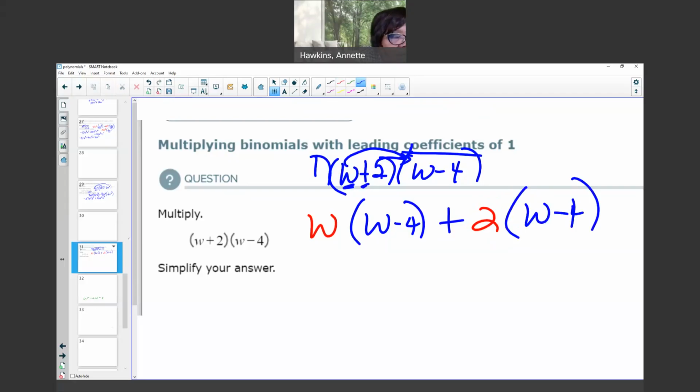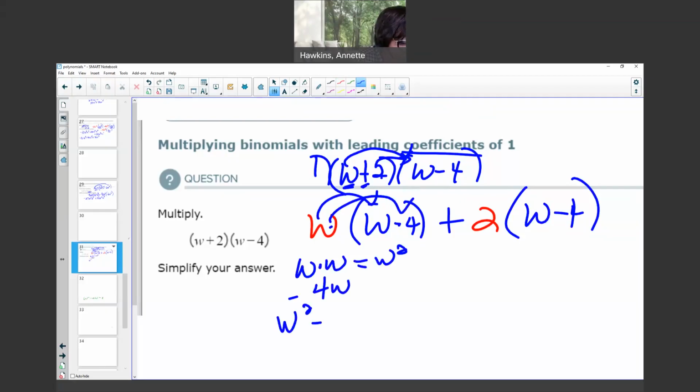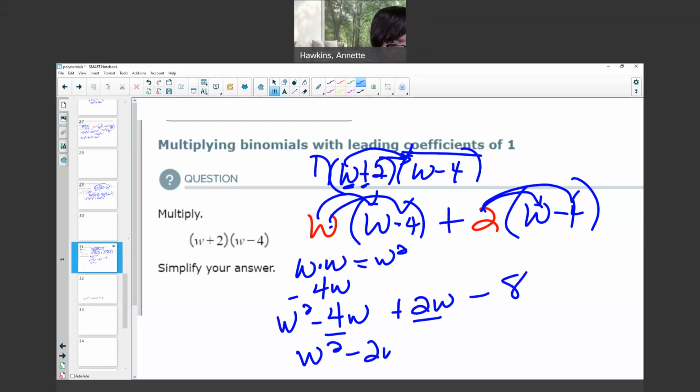Okay. All right, and then I'm going to use the distributive property again. So W times W is W squared minus W times 4. So W squared minus 4W plus 2 times W is 2W minus 2 times 4, which is 8. Then we combine like terms, W squared minus 2W minus 8. Okay? W squared minus 2W minus 8.